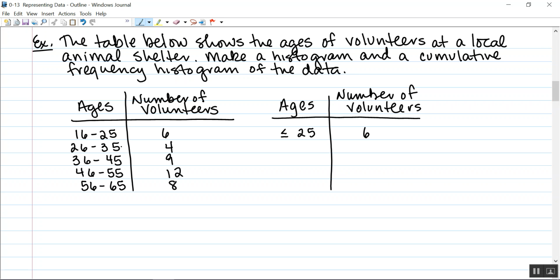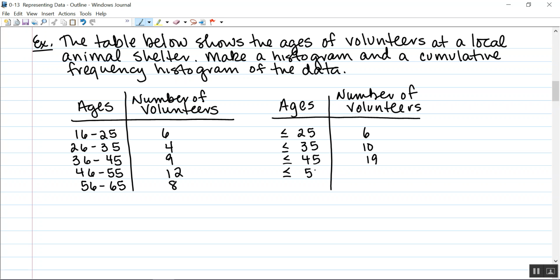Now I'm going to go up to the next category. How many are less than or equal to 35? And that's going to be the sum of these two here, because the number that are less than or equal to 35 would be everybody in the second category and everybody in this first category, or 10. And then less than or equal to 45 is going to be 6 plus 4 plus 9, or 19.